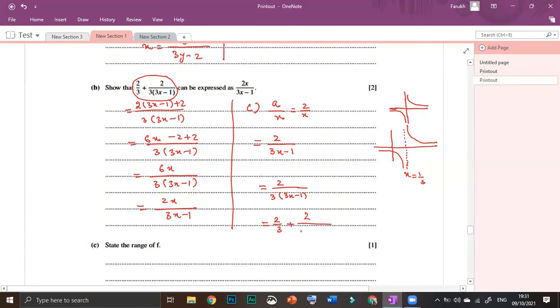Now this one is addition in y. Before this addition, y is 2 over 3, 3x minus 1. Now we have added 2 over 3 into this function. We will shift this graph 2 over 3 units upwards.